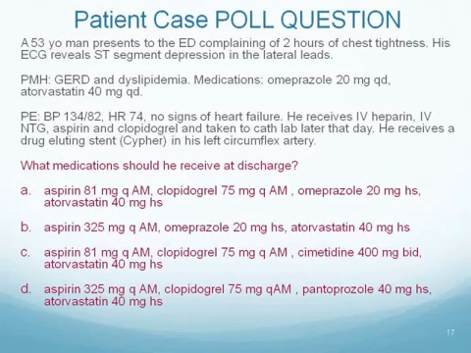He has a past medical history significant for gastroesophageal reflux. He also has dyslipidemia, and he's currently taking omeprazole and atorvastatin for those conditions. He's taken to the cath lab later that day and receives a drug-eluting stent in his left circumflex artery. So I'd like to ask your opinion now regarding this patient. What medications should he receive at discharge?